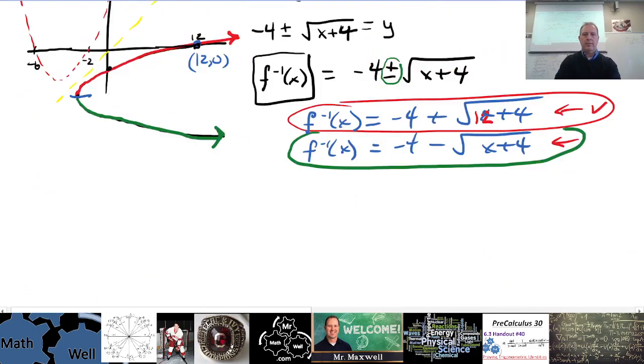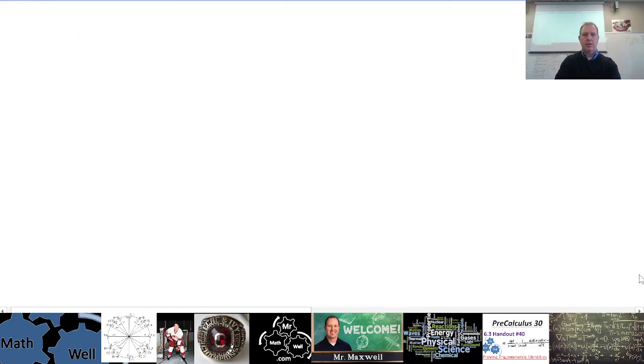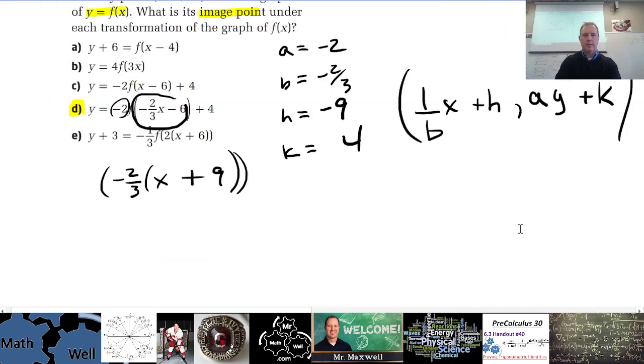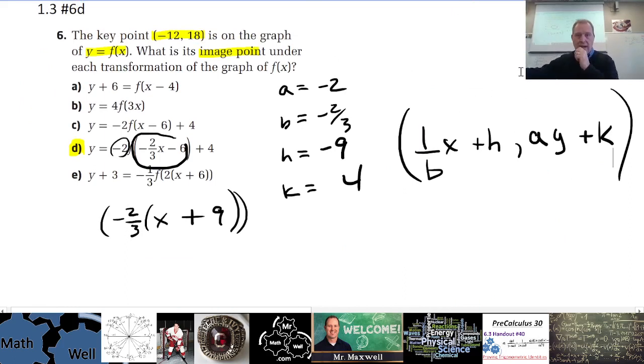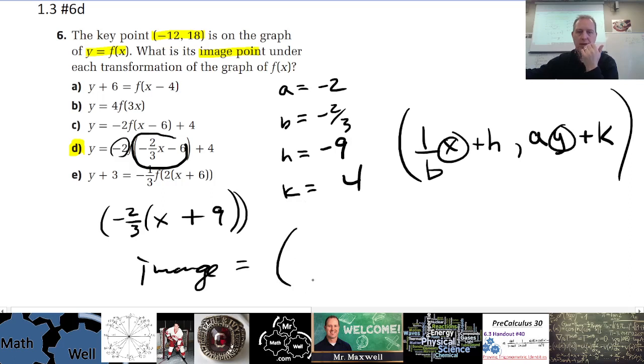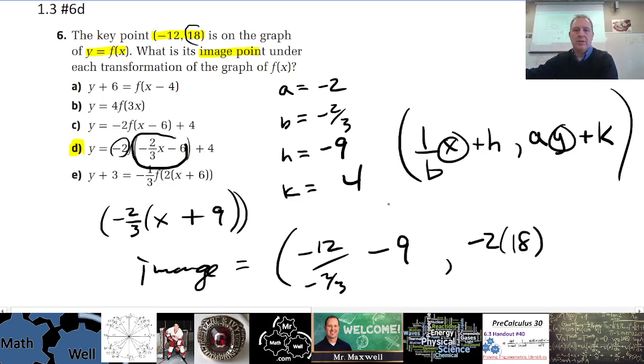Let's head back down to our question here. Now what we do is simply take negative 12 as our X and 18 as our Y. So we're going to put that in here and here. And the image is going to be equal to this point. So negative 12 divided by B, which is negative 2/3. We'll have to simplify that. And then we're going to go minus 9, or plus H, minus 9. And negative 2 times our Y value, which is 18, plus K, or plus 4.